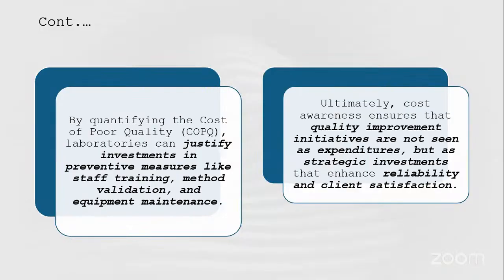So by quantifying the cost of poor quality, which for the purposes of this discussion we'll be looking at as COPQ, laboratories can justify investment in preventive measures like staff training, method validation or method verification, and equipment maintenance. How do you convince your management, for example, that a budget is needed for staff training on ABCD? How do you go about it?